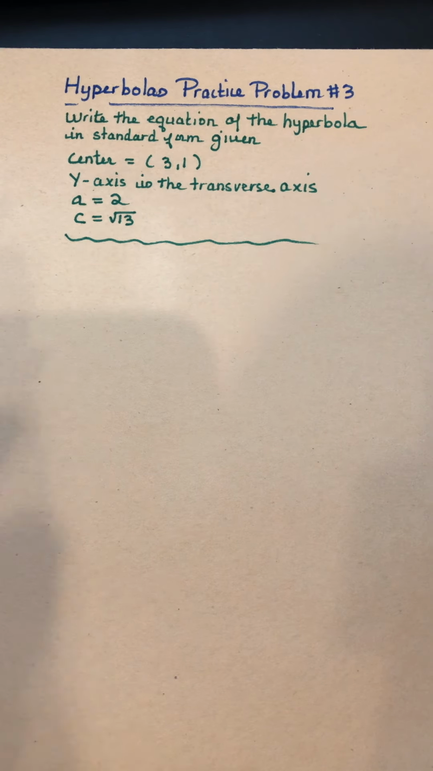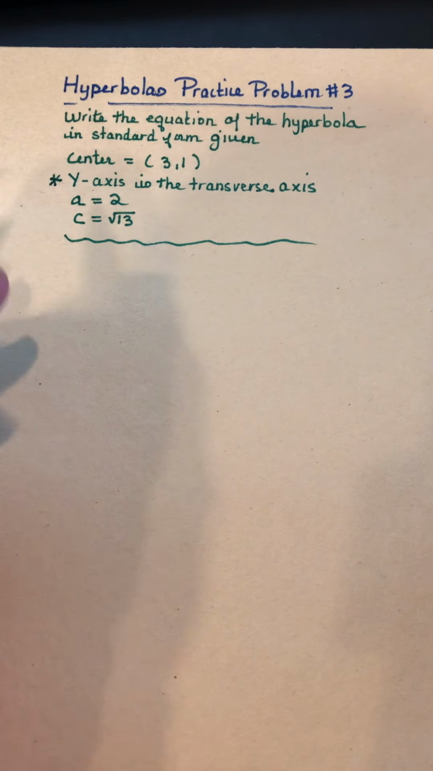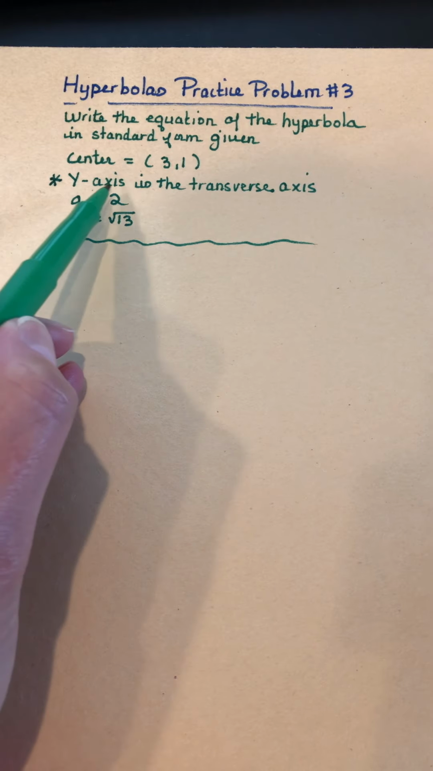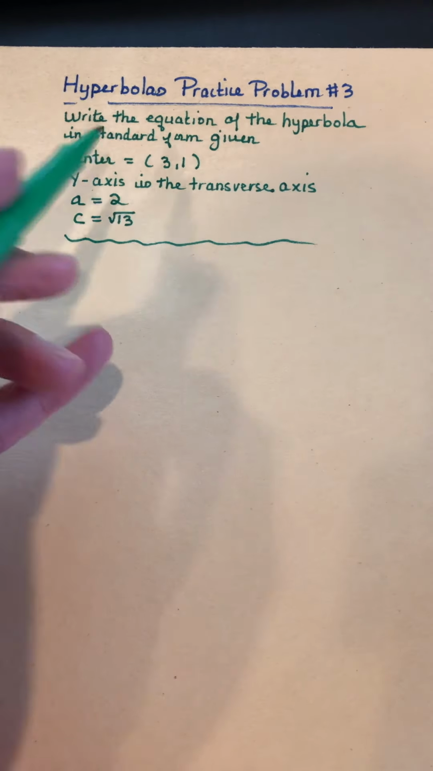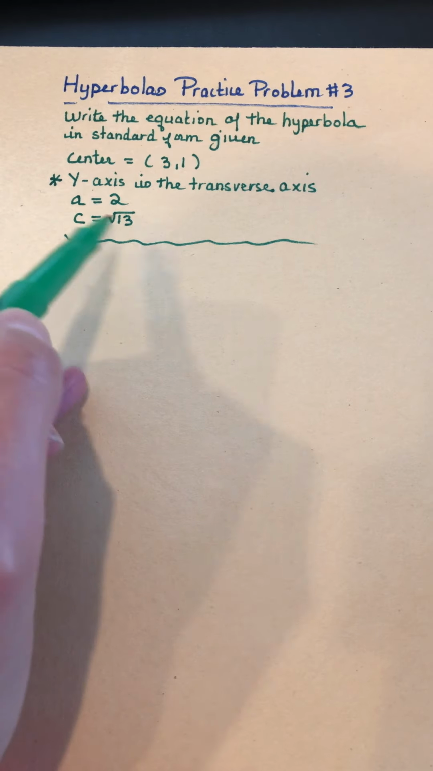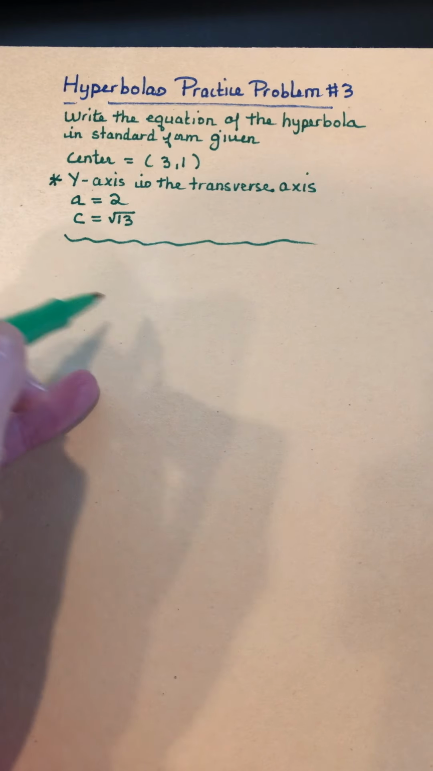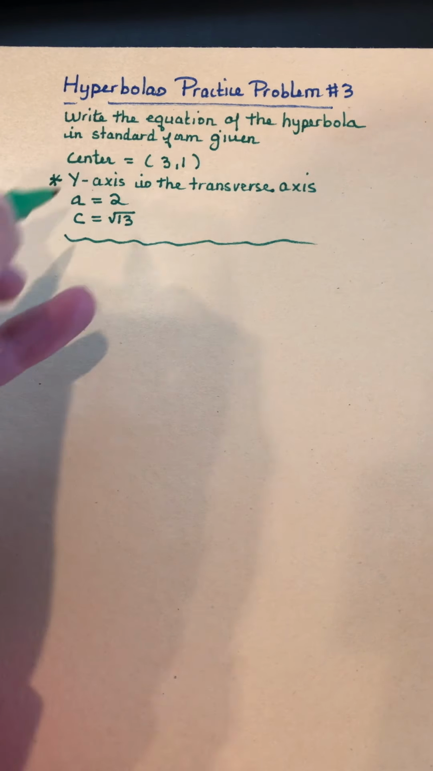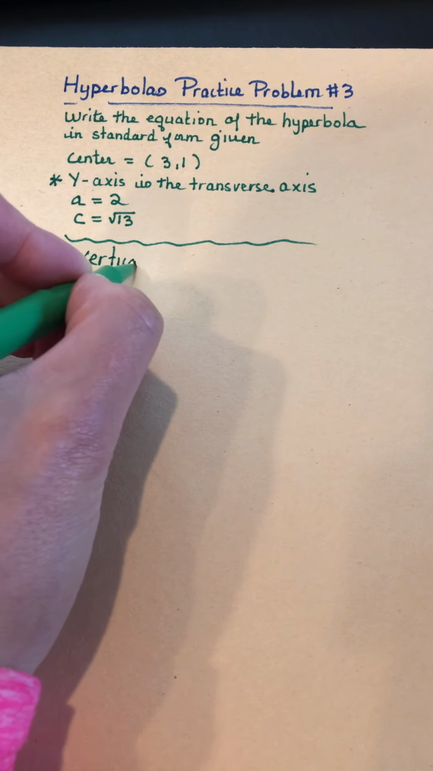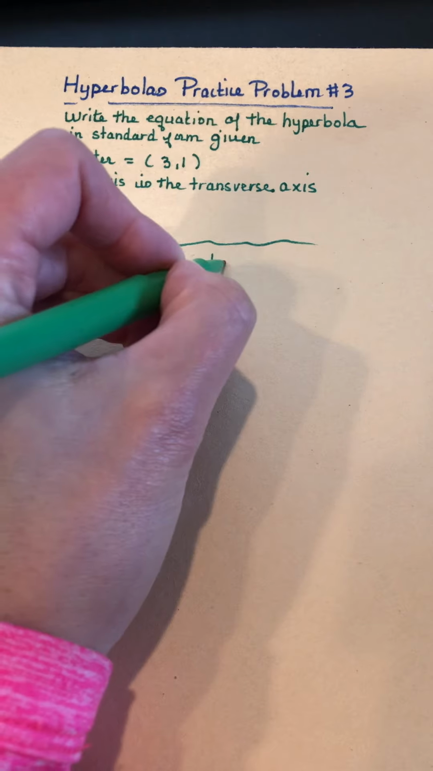So you have to be a bit of a detective to figure this out. But the first clue is that this is going to be a vertical hyperbola. And why do I know that? If the y-axis is the transverse axis, what that means is the branches that make up the hyperbola are going to cross through the y-axis. Okay, so this is going to be a vertical hyperbola.